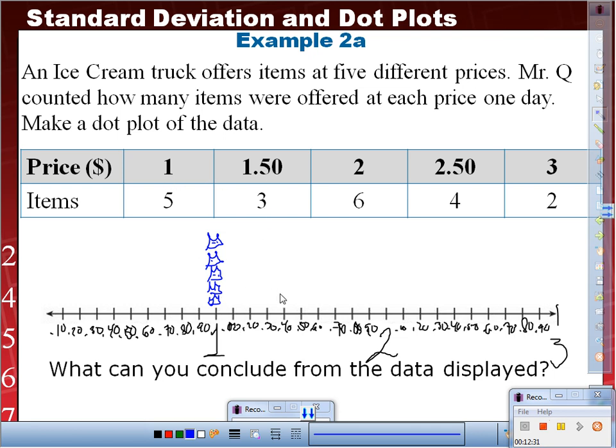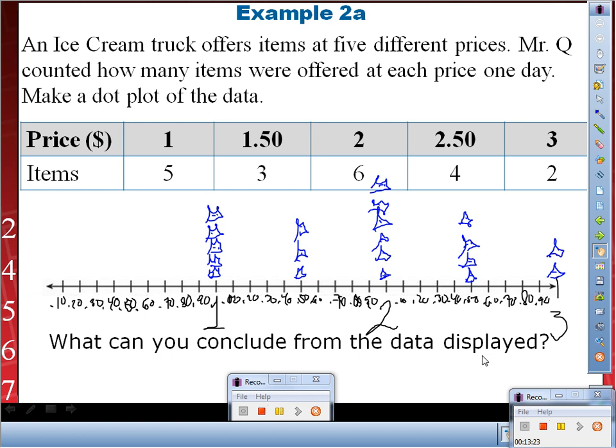What's the next item? $1.50. How many items? 3. $1.50 is right here. 1, 2, 3. $2. That's 6 items. 1, 2, 3, 4, 5, 6. $2.50 is 4 items. 1, 2, 3, 4. And $3 is 2 items. 1, 2. Did I create a dot plot? Yes. Could I answer that question? What can I conclude from this data?